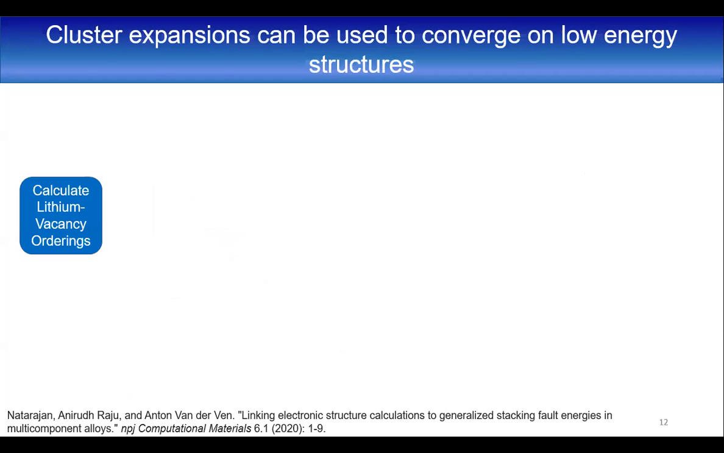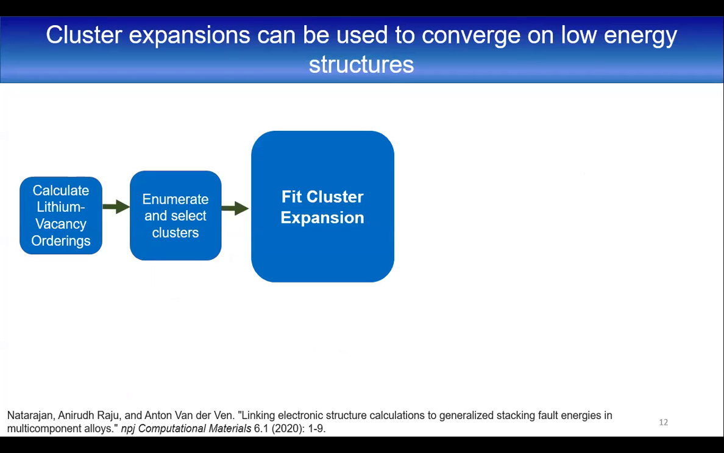So after I calculate all the different lithium vacancy orderings that I find relevant, and I enumerate a select number of clusters, I'll explain to you what that means in a little bit. I can fit a cluster expansion, which could allow me to predict low energy structures that allow me to calculate lithium vacancy orderings that I think are going to be lower in energy. And so what exactly is a cluster expansion?